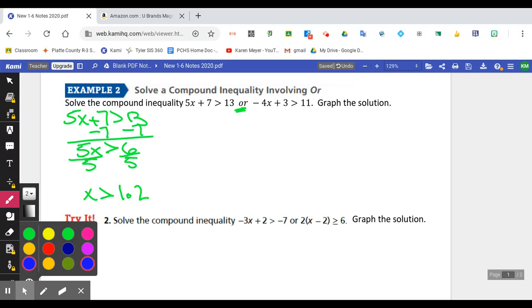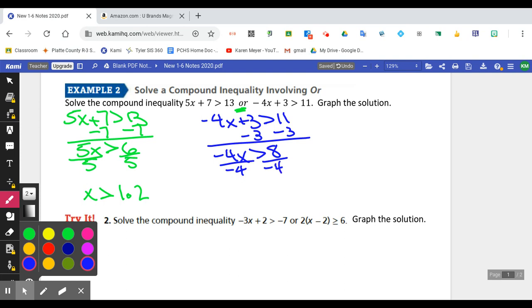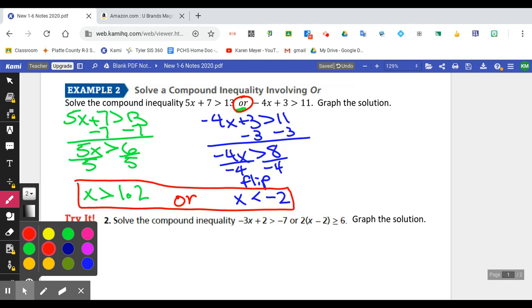Now we're going to go on the other side of or. We're going to solve -4x plus 3 is greater than 11. Subtract 3 on both sides. So -4x is greater than 8. Divide both sides by -4. And remember, if you divide by a negative, you have to flip your inequality. So it now becomes x is less than negative 2. And then all you have to do is keep that word or in between them. And there's my solving answer.